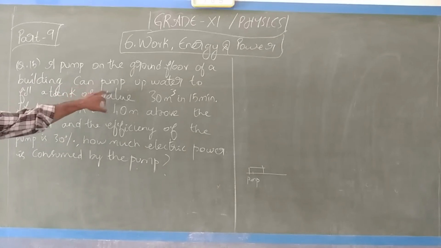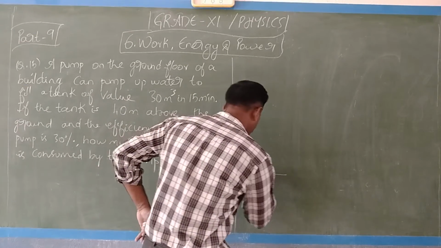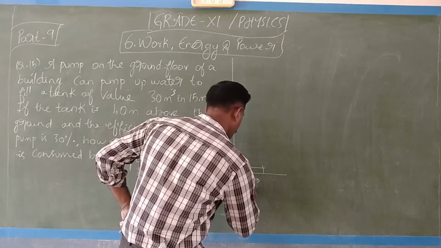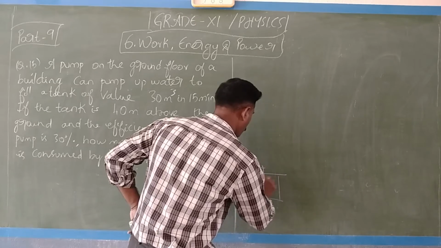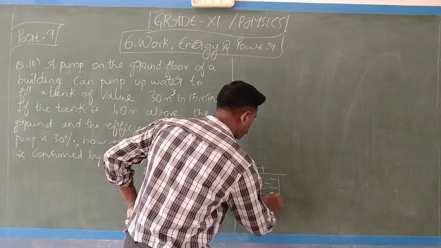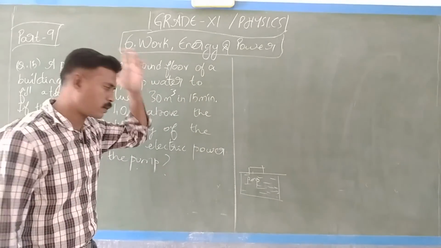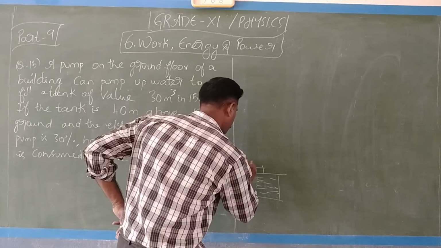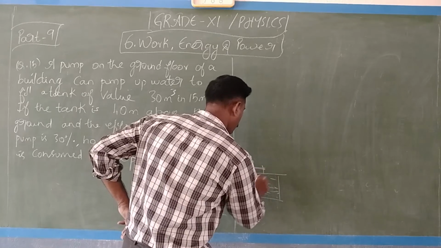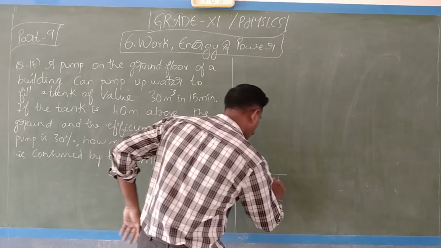Can pump up water to fill a tank. So again here I have a water source here. கீழ தண்ணி இருக்கு, மேல டேங்க் கொண்டு போறோம். Okay, so this is a pump. மோட்டர்னு வெச்சுங்க, மோட்டர் தான் பம்ப்னு சொல்றாங்க. Okay, கீழ ஒரு டேங்க்ல தண்ணி இருக்கு.